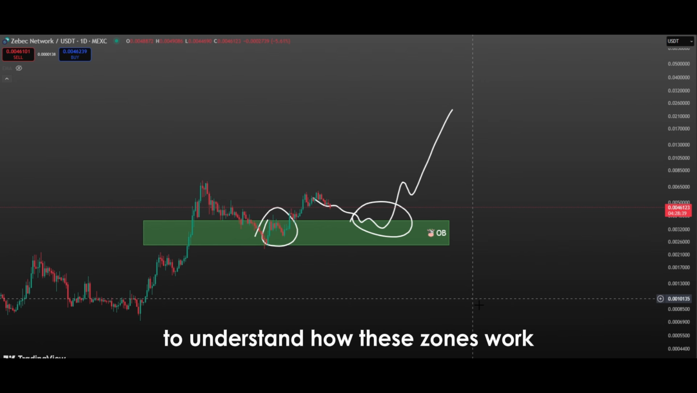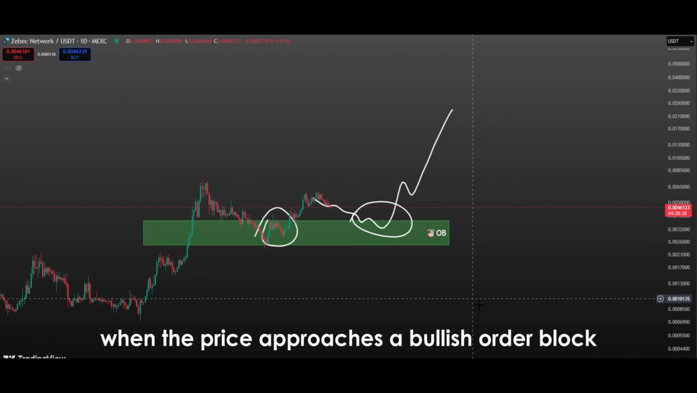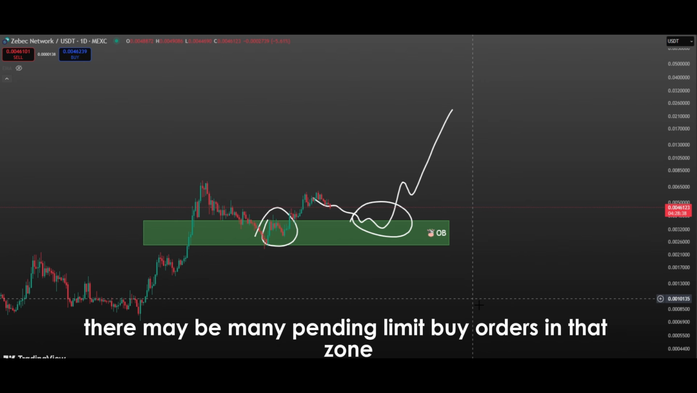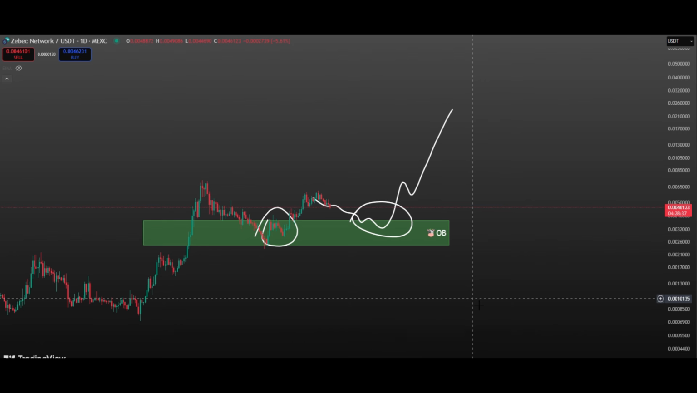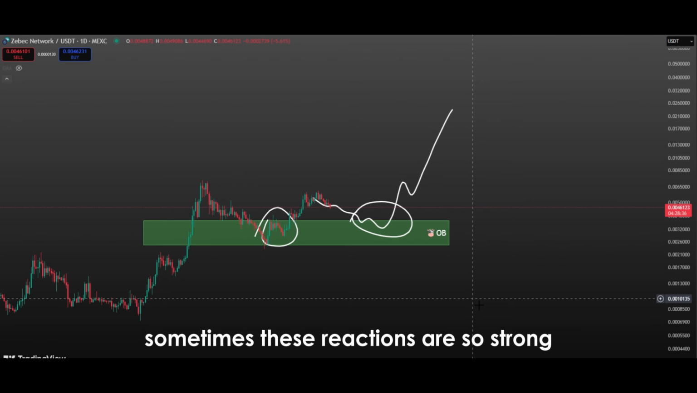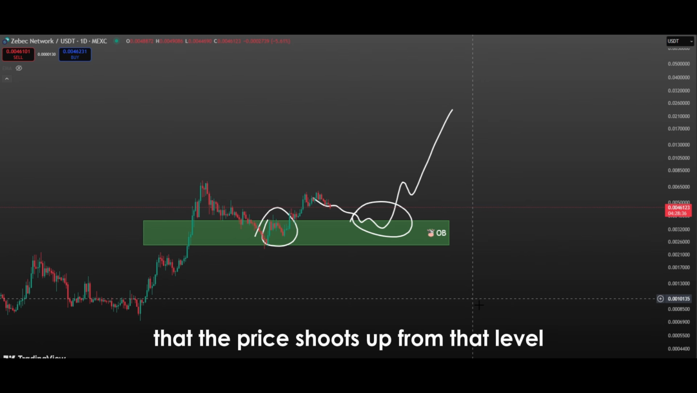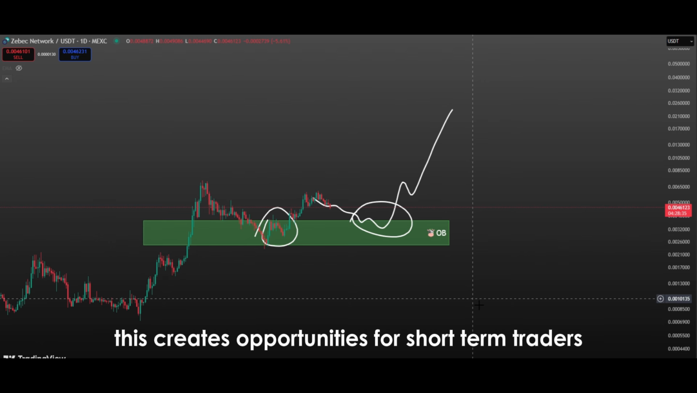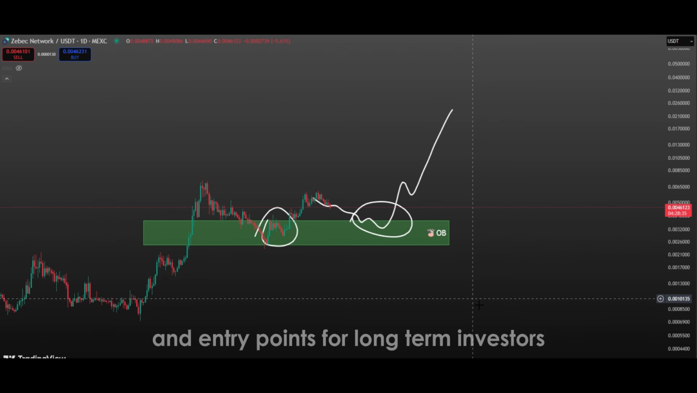To understand how these zones work, you need to look at microstructure. When the price approaches a bullish order block, there may be many pending limit buy orders in that zone. As the market price reaches this area, these buy orders halt the decline and turn the price upward. Sometimes these reactions are so strong that the price shoots up from that level like a spring. This creates opportunities for short-term traders and entry points for long-term investors.